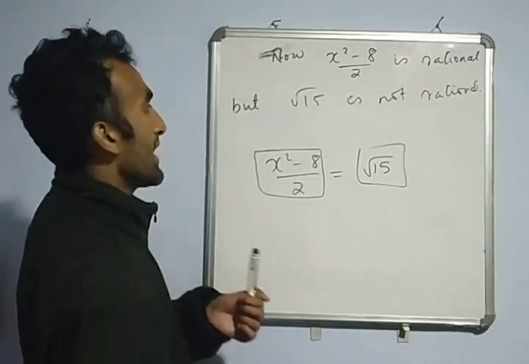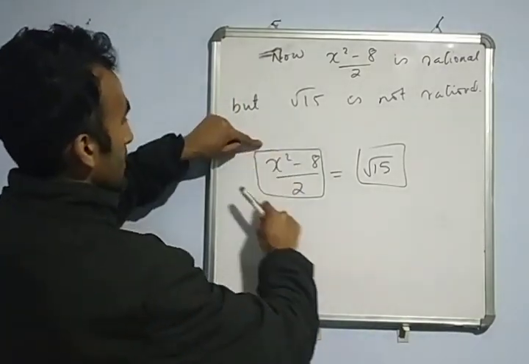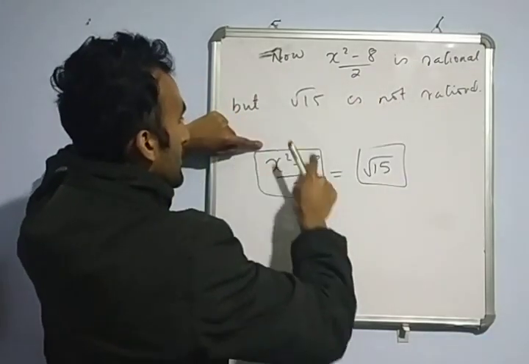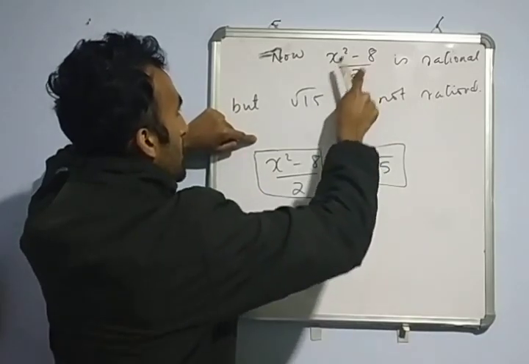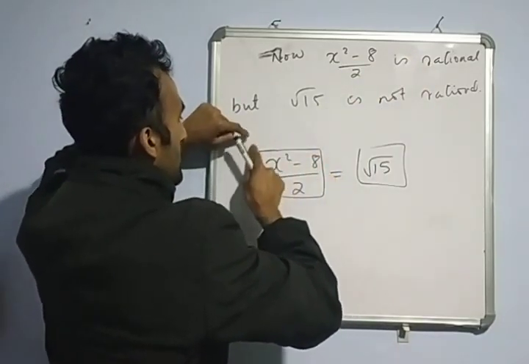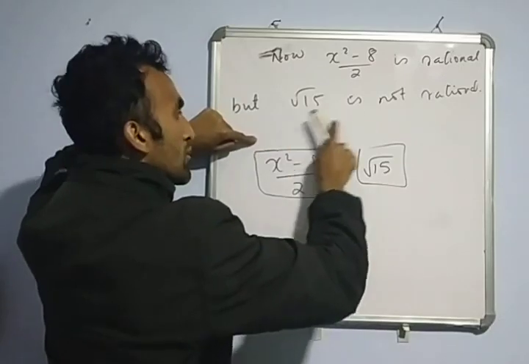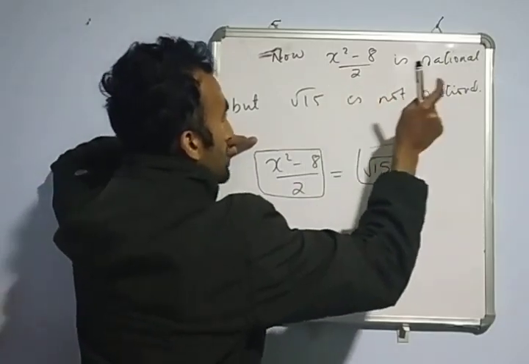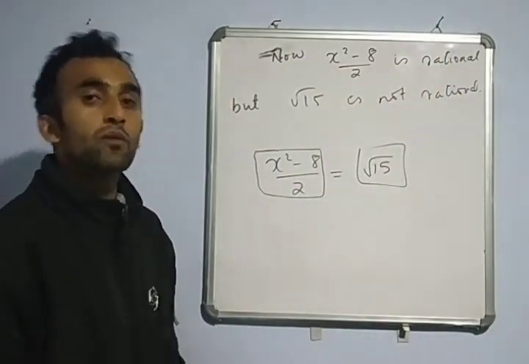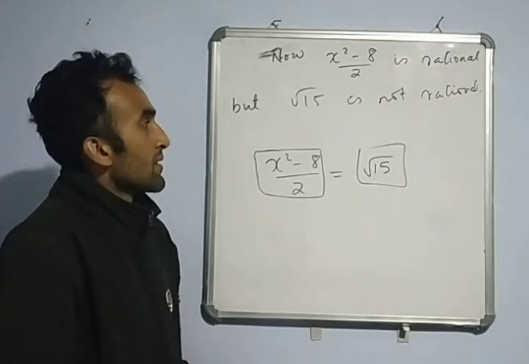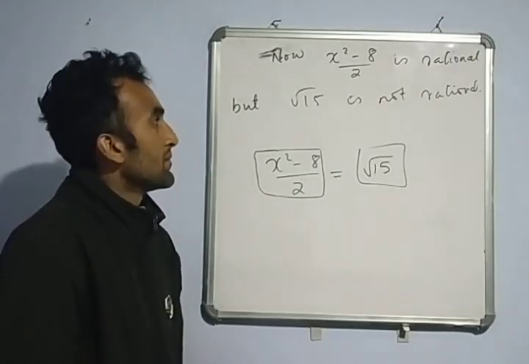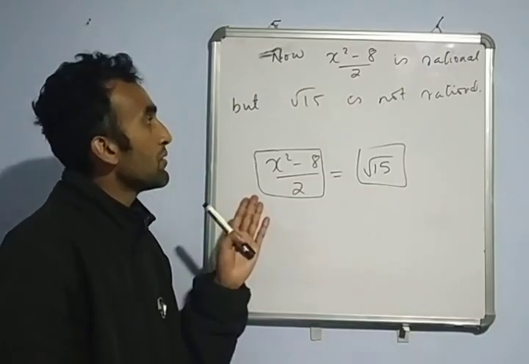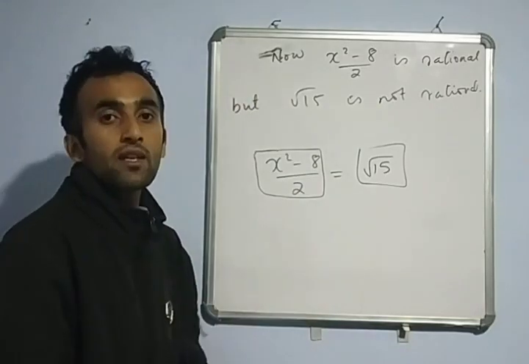Now, what did I say? x square is rational, means this whole thing is rational. x square minus 8 by 2 is what? Rational. But if this is rational, this also should be rational, no? But what is happening here? Root 15 is not rational. So, which contradicts our assumption. I assumed x to be rational. But now, if x is rational, things are not working out.